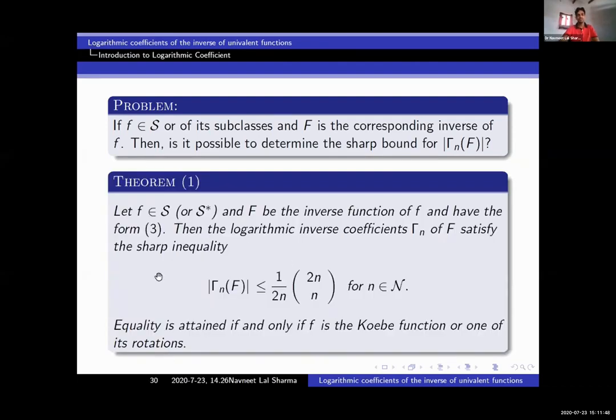So first I am taking this important result. Let f be in the class S, that means f is a univalent function or starlike function, and capital F be the inverse of f. Then the logarithmic inverse coefficient Gamma_n satisfies this inequality: modulus of Gamma_n is less than or equal to 1/(2n) times 2nCn. This is sharp for the Koebe function, for which we already discussed how we calculated the inverse coefficient. Here I am not going through the proof of this theorem. I am just explaining the statement and which technique I am applying to solve this problem.